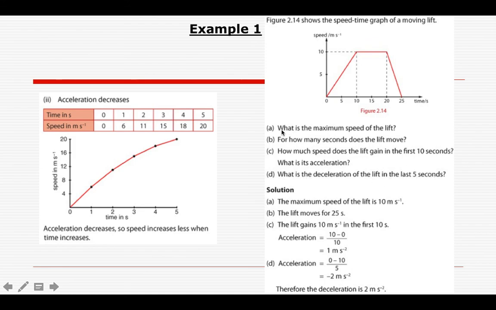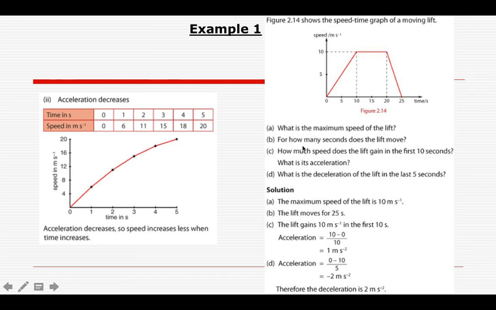So let's talk about first part. What is the maximum speed of the lift? So you see, if you look at the graph, it increases from 0 until it reaches 10. At 10 it becomes constant, and then again it goes down. So the maximum speed is going to be 10 meter per second.